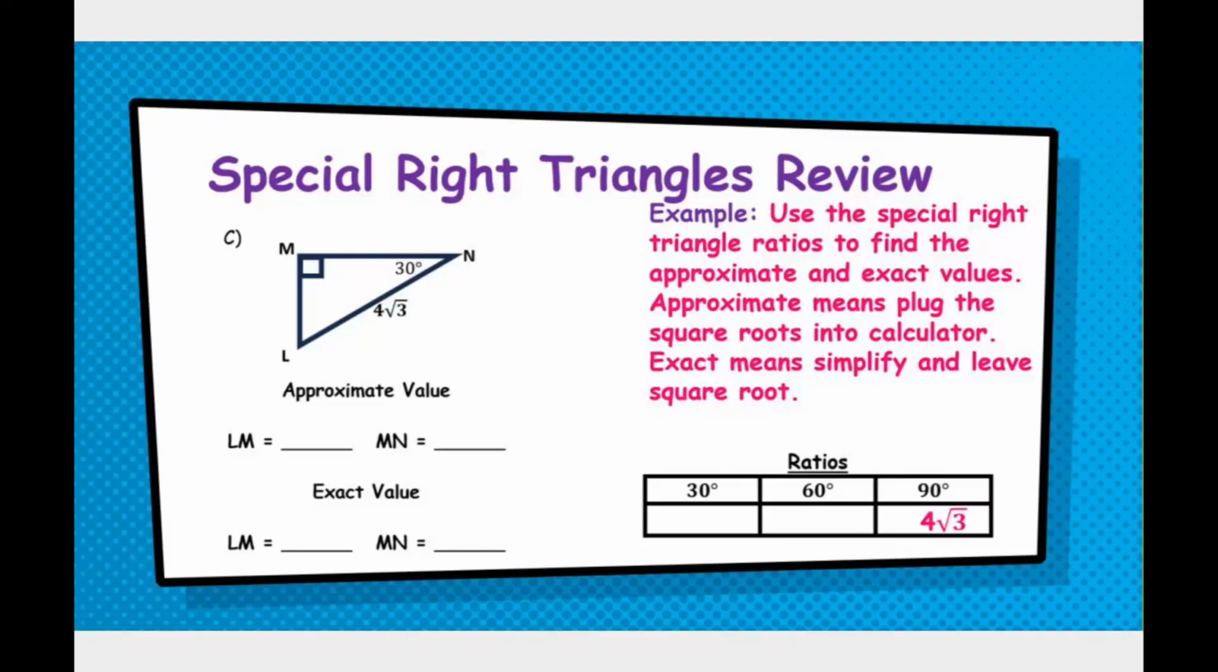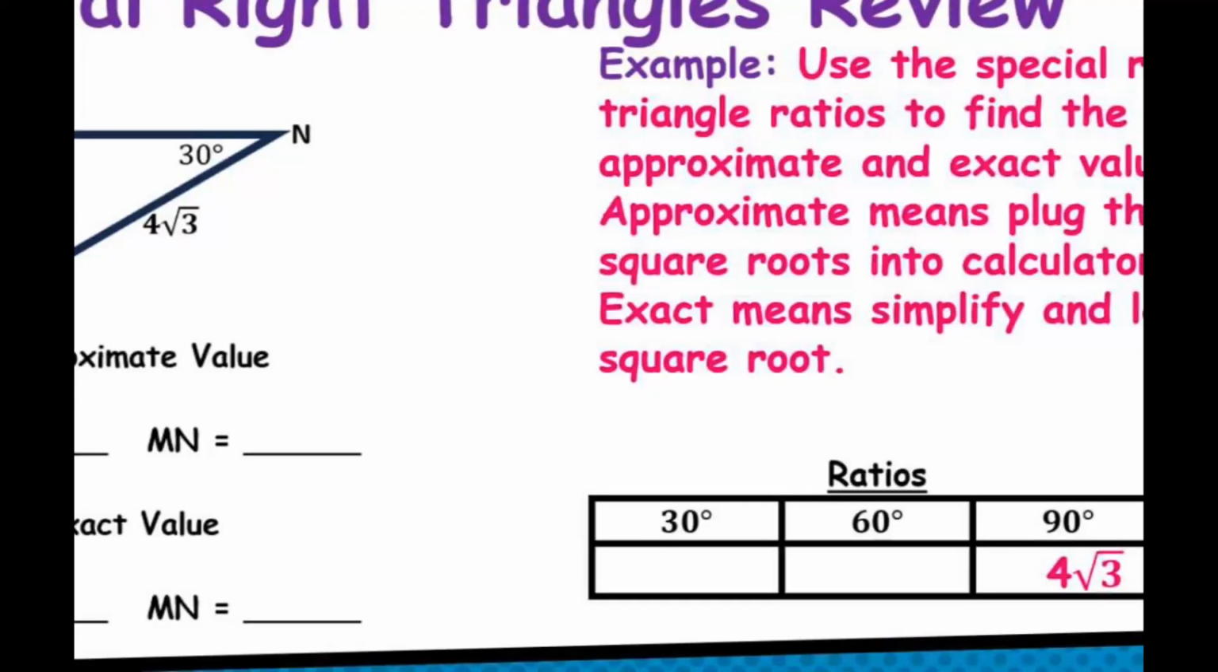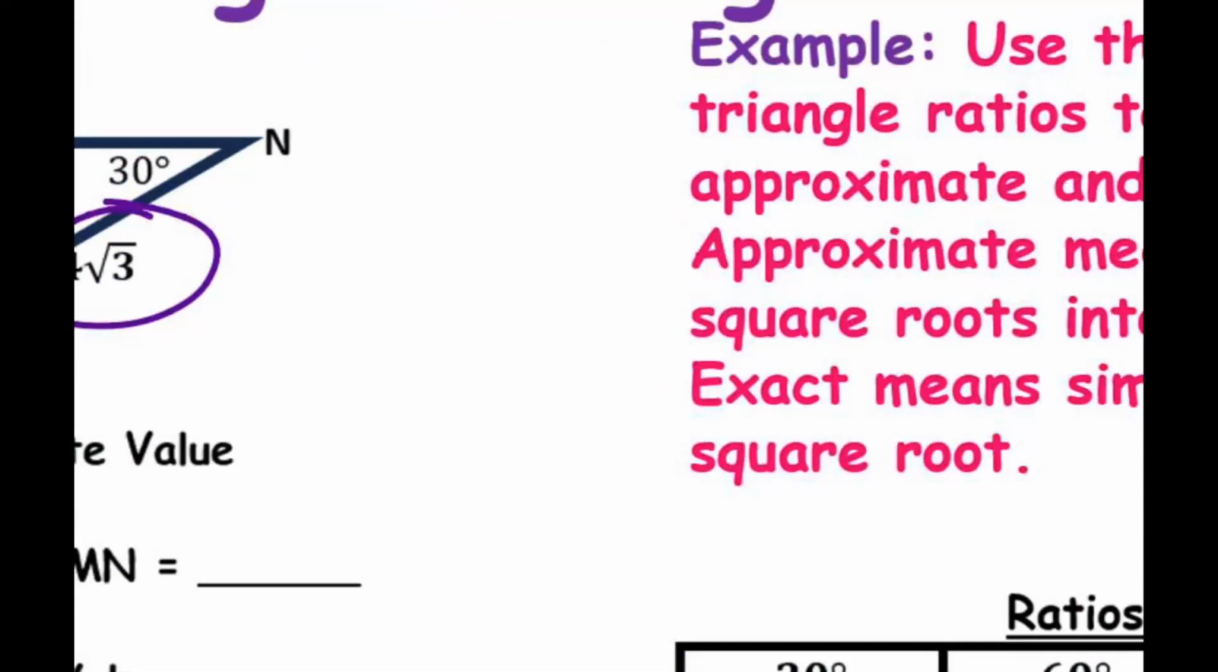I don't have this written up here, but anytime you're not given the side opposite of 30 degrees, that's where I would start. And the way you can do that is if we know that this is the hypotenuse, we can say, well, we know that ratio is 2a. And what is in that spot that we're calling 2a? Well, that's 4 square roots of 3.